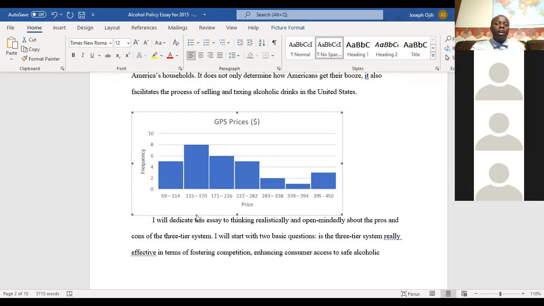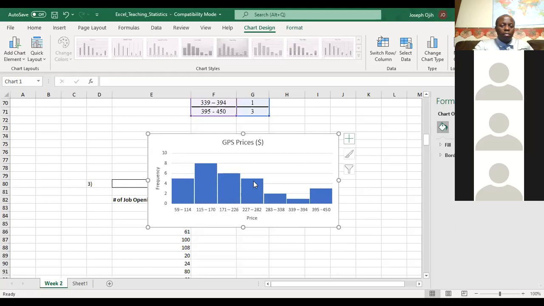No. Good. Now, next thing is, how do we interpret this? You can see that almost more than half of the GPS cost between $59 and $282. Only a few of them cost from $283 to $450. The majority, the more frequent price for the GPS, is $115 to $170. These are the things that you write when you analyze and interpret data.